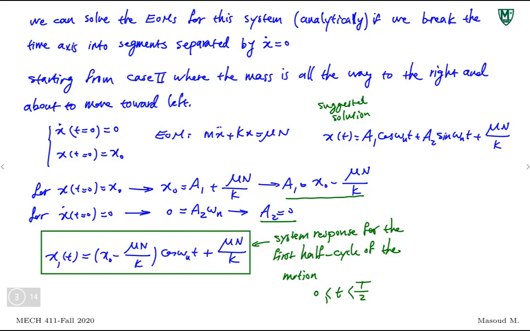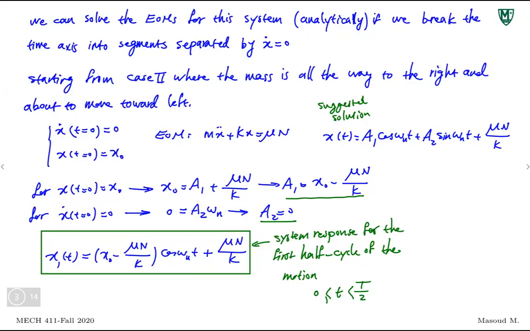All right. So, as I said, we have to continue this. We keep going like this. So first half cycle, now we look at the second half cycle. At this point, the mass is all the way to the left, and it's about to move to the right. So that's where the velocity is positive.